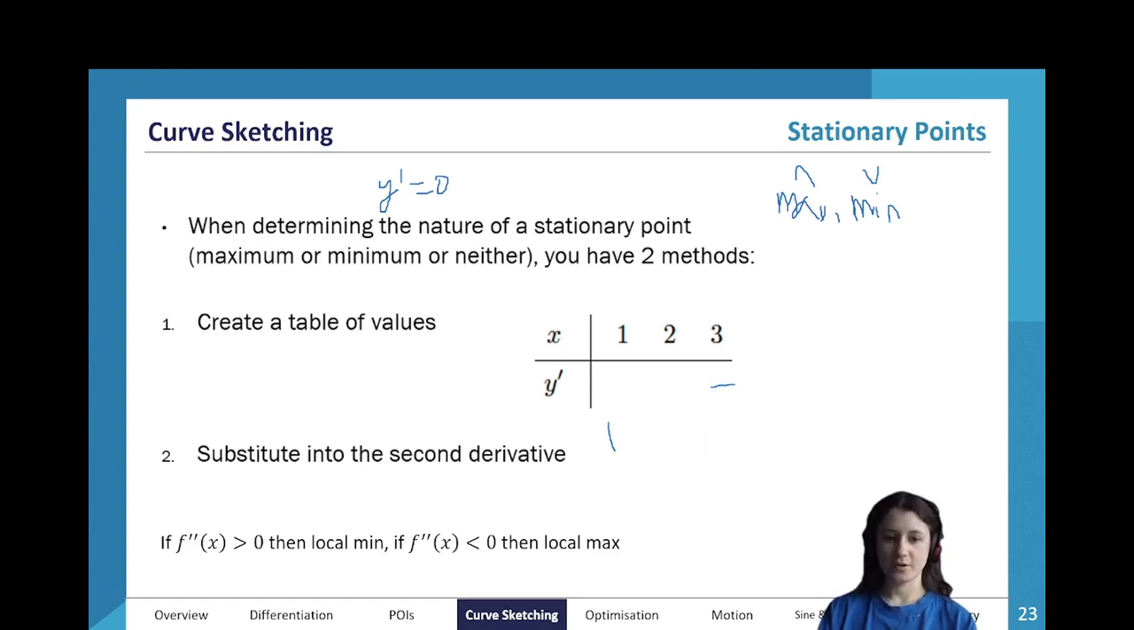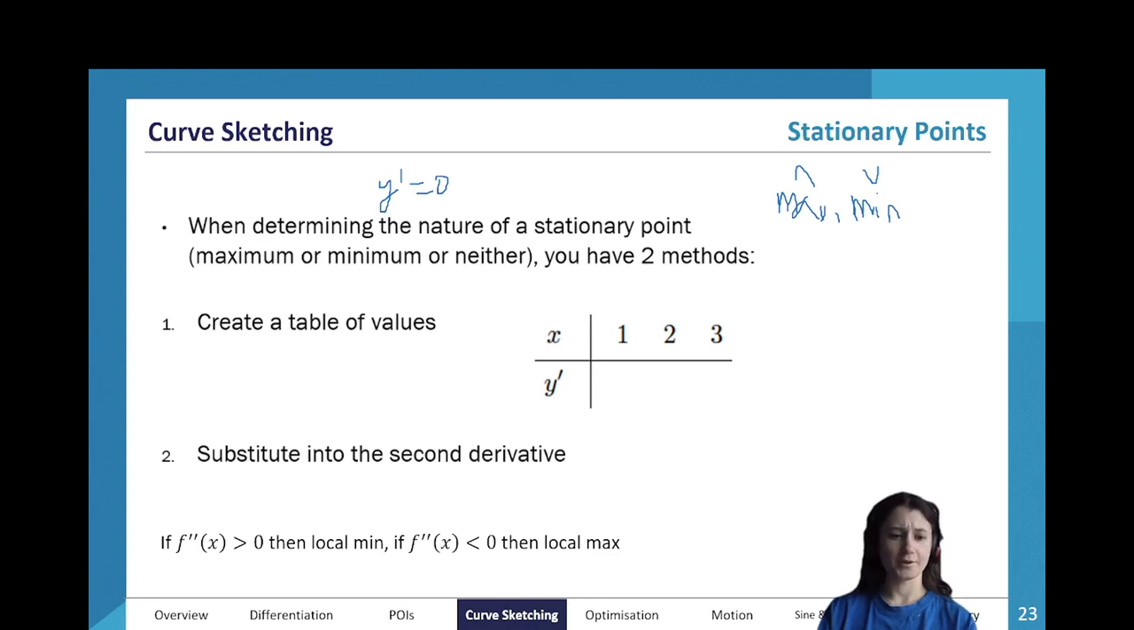And vice versa. It's positive, 0, negative. We know it's going to be positive here, 0, negative. So that will be a maximum. Then if you get the same sign on both sides, like positive, straight, positive, you know that that's a horizontal point of inflection. Sorry, horizontal stationary point.